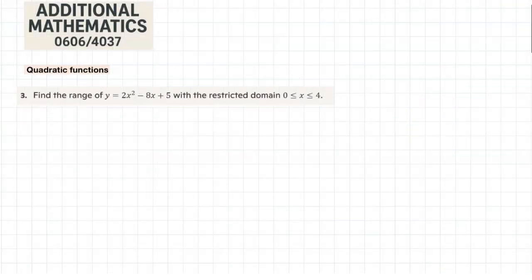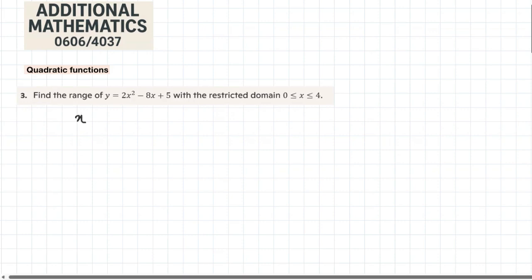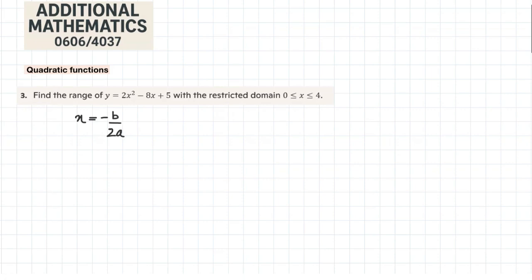So, final example: find the range of y equals 2x squared minus 8x plus 5 with the restricted domain 0 to 4. For the last example, I'm going to be using the shortcut method. What's the shortcut method? Just rewind and watch the trick that I gave you to find the x-coordinate of the turning point. That's going to be minus b over 2a, because the vertex is actually what we need. Whenever there's a quadratic function question, make sure you always get the vertex whenever there's a range question.